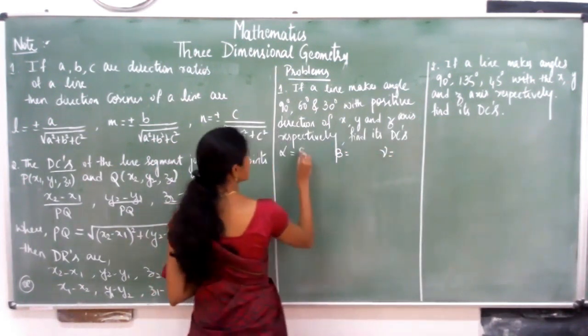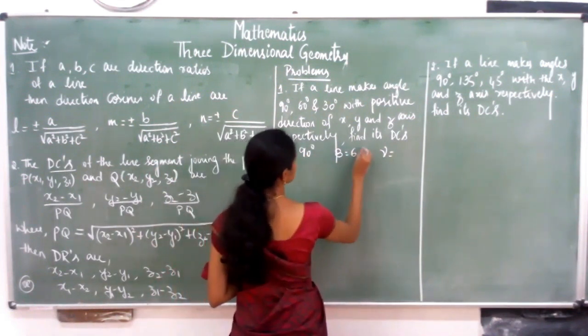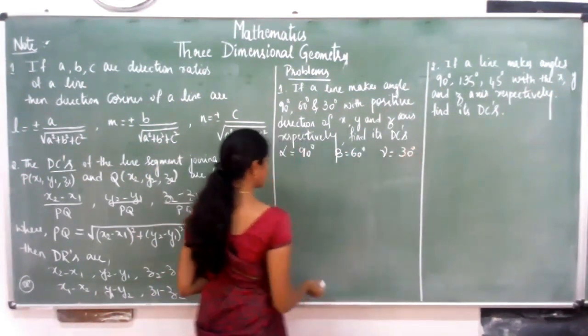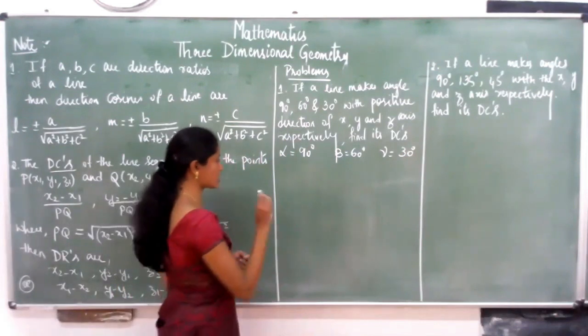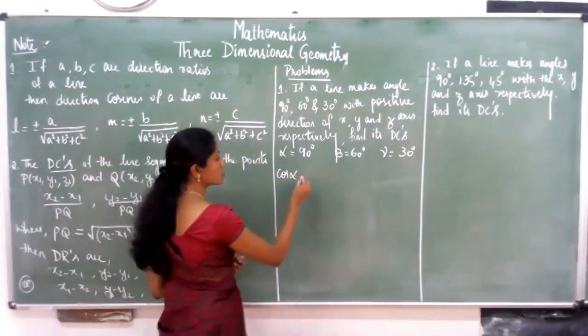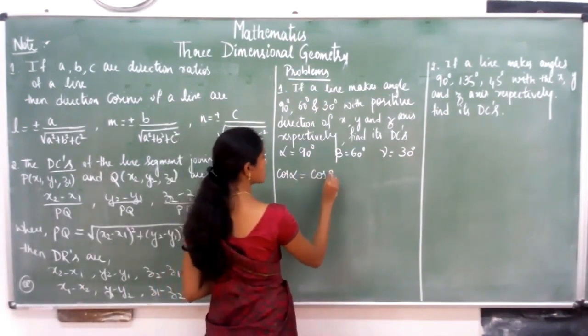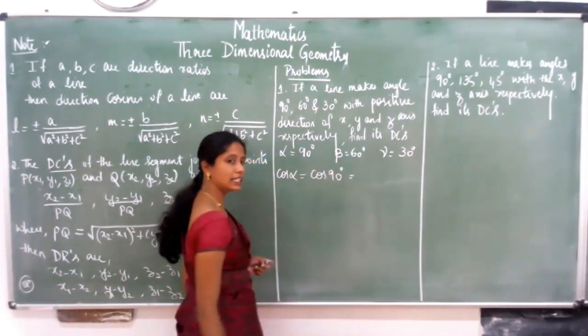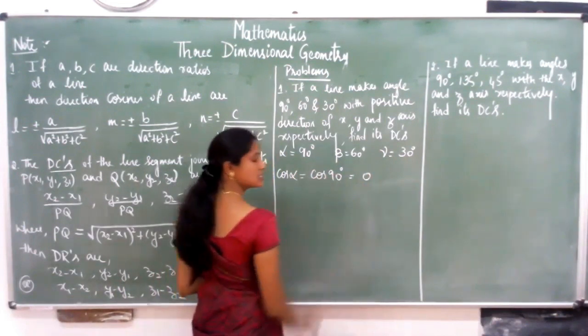So alpha is 90 degree, beta is 60 degree and gamma is 30 degree. We need to find the direction cosines. That means we need to find cos alpha, cos beta, cos gamma. So cos alpha is equal to cos 90 degree. What is cos 90 degree? Cos 90 degree is 0.